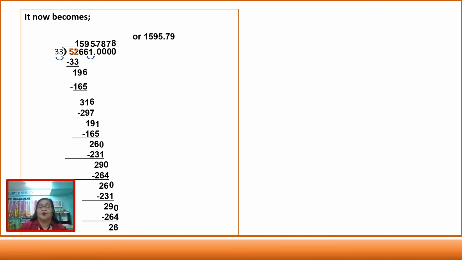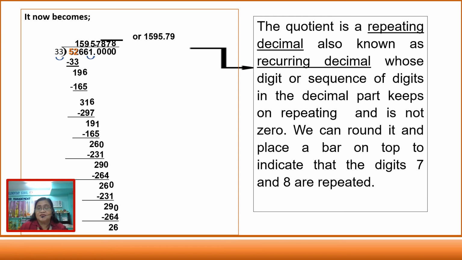So we now get an answer of 1,595 and 79 hundredths. This is an example of a repeating decimal, also known as a recurring decimal, whose digit or sequence of digits in the decimal part keeps on repeating and will not be 0. It will just be repeated even though you add 10 zeros, still the answer will be 787878. So we can round it and place a bar on top to indicate that the digits 7 and 8 are repeated.